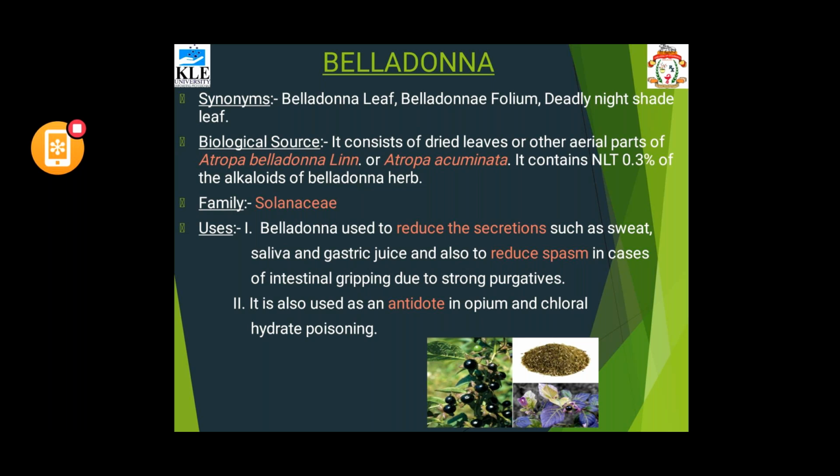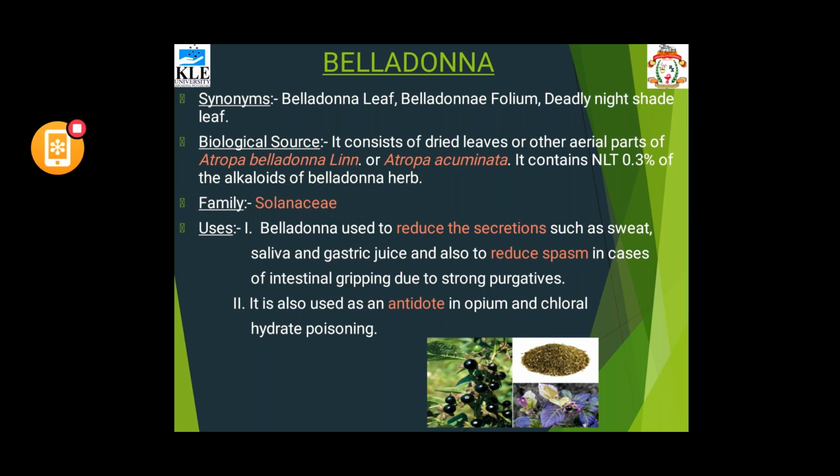Belladonna. The synonyms for belladonna are belladonna leaf, belladonna folium, deadly nightshade leaf. The biological source is that it consists of dried leaves or other aerial parts of Atropa belladonna Linn. Linn is the name of the scientist. Or Atropa acuminata. It contains not less than 0.3% of the alkaloids of belladonna herb. The family to which belladonna belongs is Solanaceae.